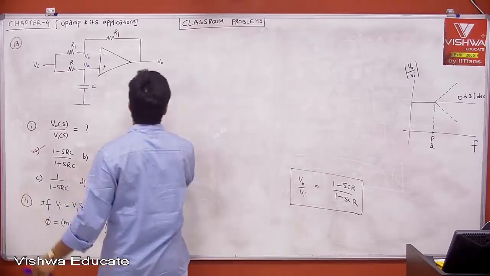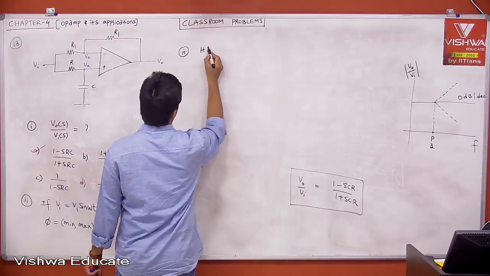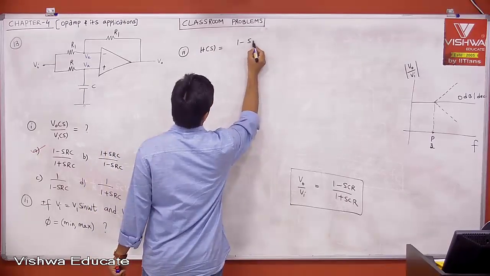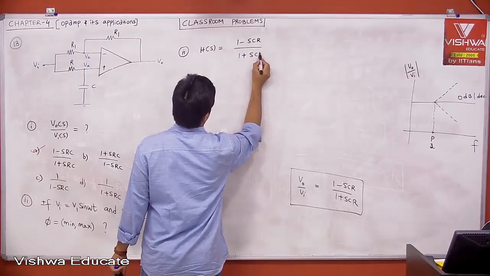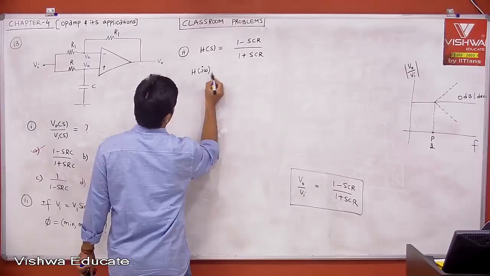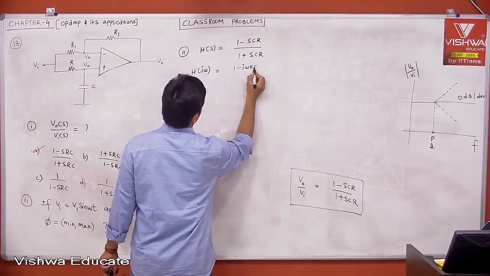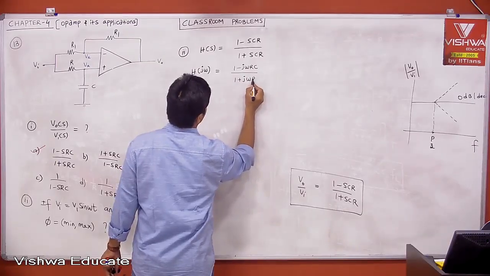Therefore, according to the second bit, what is your transfer function H of s? We got it, right? 1 minus sCR divided by 1 plus sCR. Right. Then what is H of j omega? H of j omega is equal to 1 minus j omega RC divided by 1 plus j omega RC.